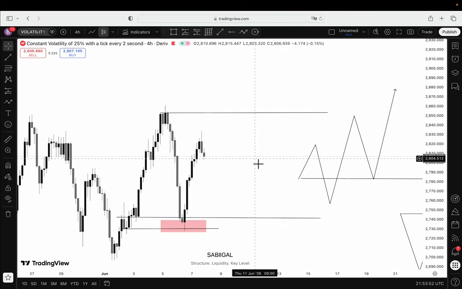Does the breakout have to be a body break, or can it be a weak break? If it's not a body break, then it's not a breakout. I've told you guys, a breakout structure is a body.